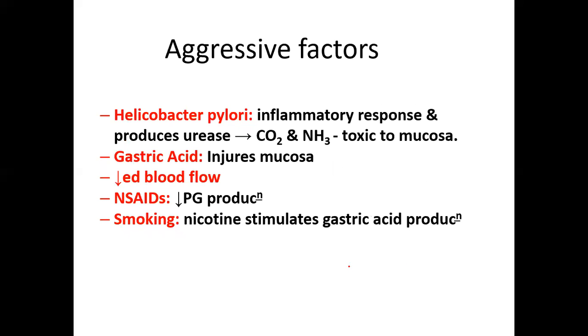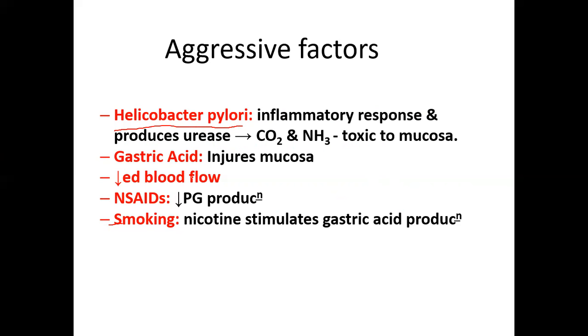Now let's talk about certain aggressive factors. Earlier it was believed that no bacteria can survive in an acidic environment. Thanks to some groundbreaking research in this field, we now have a factor that is implicated as one of the causative agents for peptic ulcer, and this agent is Helicobacter pylori. Whenever there is an inflammatory response, Helicobacter pylori tends to produce urease, which causes release of carbon dioxide and ammonia, which is toxic to the mucosa.